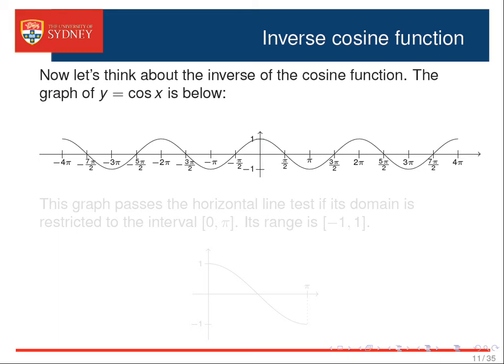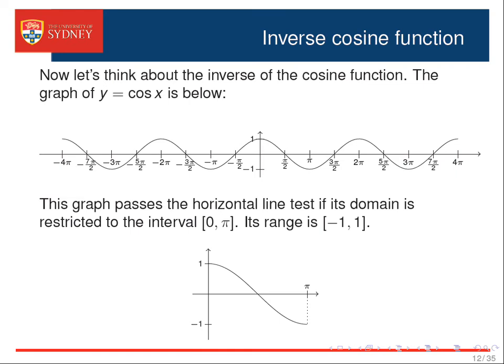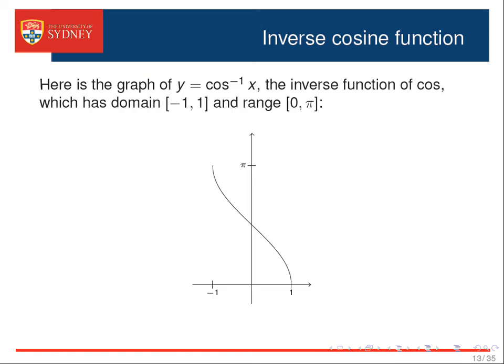How about the inverse of the cosine function? If we look at the graph of y equals cos x, and restrict to the interval from 0 to pi, then the function now passes the horizontal line test, and we can define an inverse. Here's what the graph y equals cos to the minus 1 of x looks like. It has domain from minus 1 to 1, and range from 0 to pi.